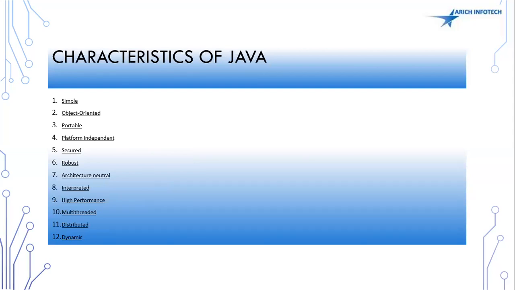After that, characteristics of Java. Java is a simple language, object-oriented, portable, platform-independent, secure. These are the characteristics of Java. We will learn one by one all characteristics of Java.